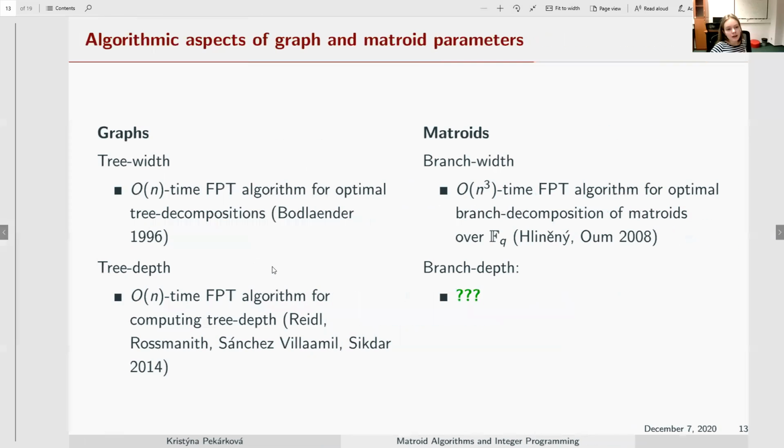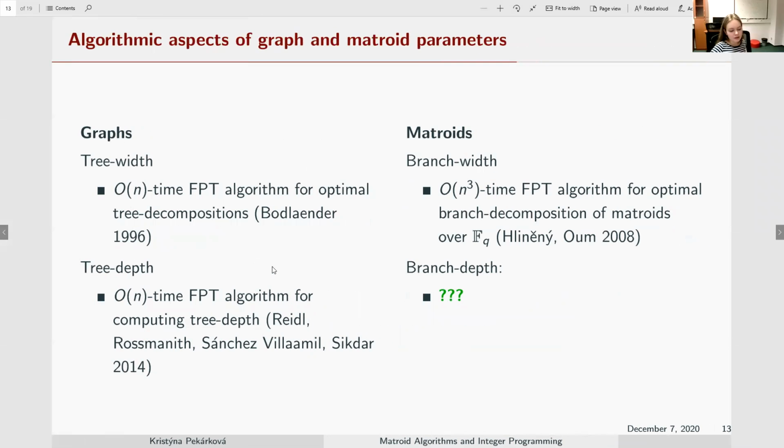But before I summarize the result and show you some proof of why this worked, let me mention just a few algorithmic aspects of some graph and matrix parameters. I mentioned here tree-depth and tree-width for graphs. For both of these, we have linear time FPT algorithms. For tree-width, it's an algorithm by Bodlaender, and for tree-depth it's the algorithm by Reidl, Rossmanith, Sánchez Villaamil, and Sikdar.